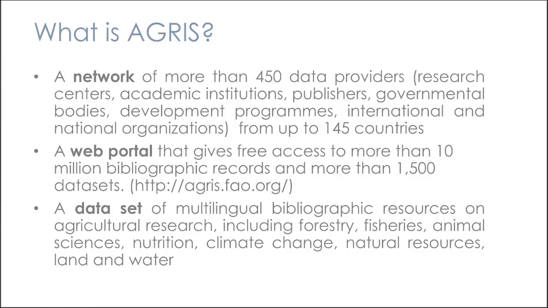But AGRIS is also a data set of multilingual bibliographic resources on agricultural research. And it includes the main topics around agriculture and nutrition, also forestry, fisheries, animal science, climate change, and natural resources, and other related topics.